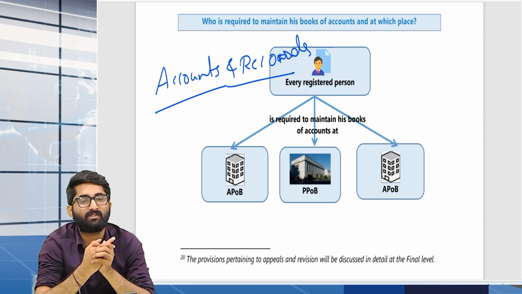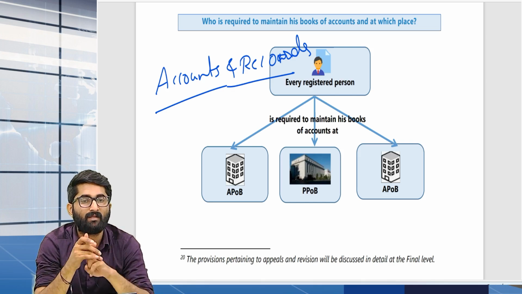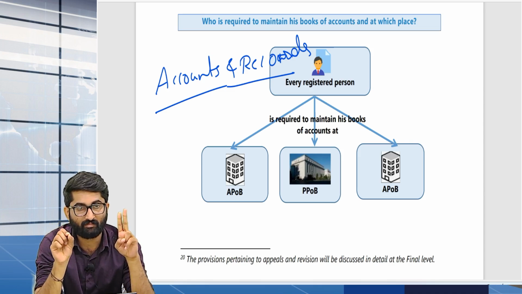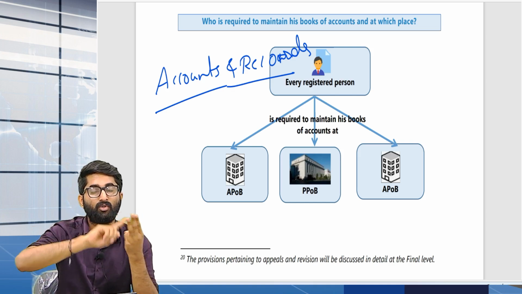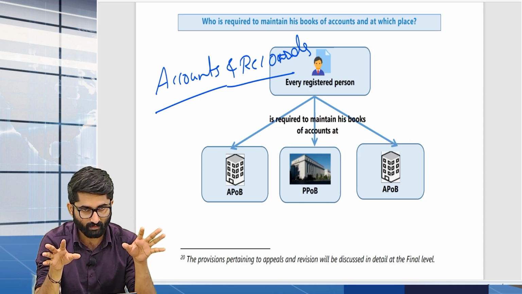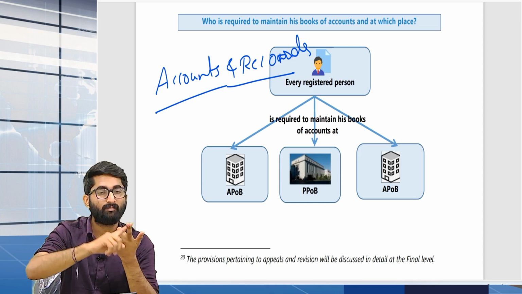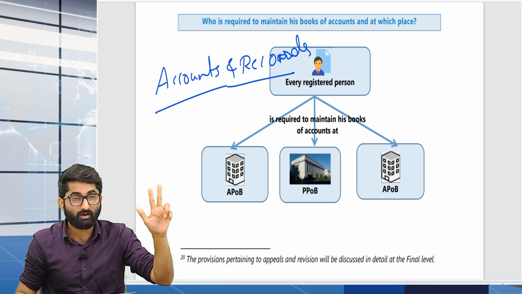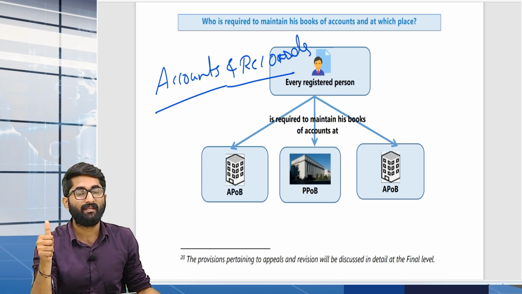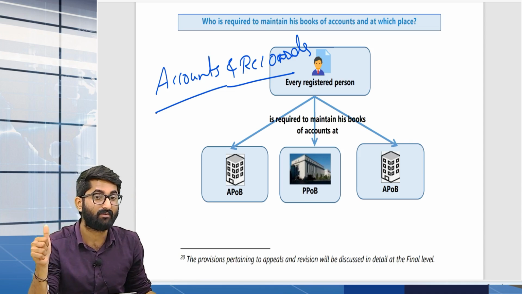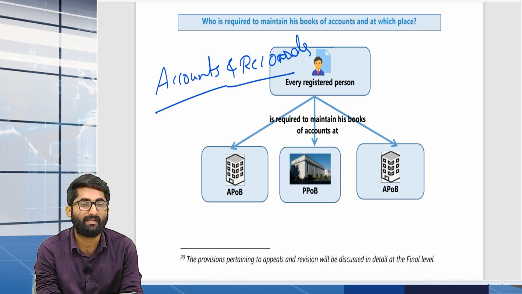Section number 35, subsection 1. Every registered person, in his principal place of business, as mentioned in the registration certificate, has to maintain true and correct accounts of goods purchased, inward supply, outward supply, input tax credit, output tax, stock of the goods, manufacturing details and sales details, plus any other records as may be prescribed, including the tax details. Any other documents as may be prescribed he has to maintain in the place of business.